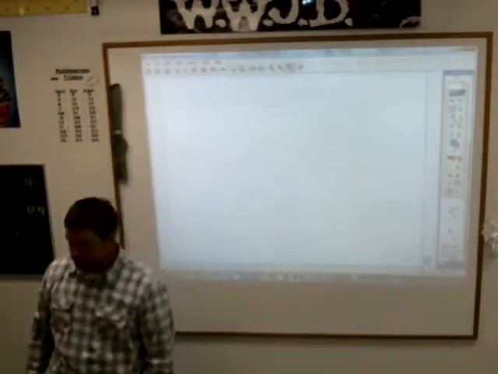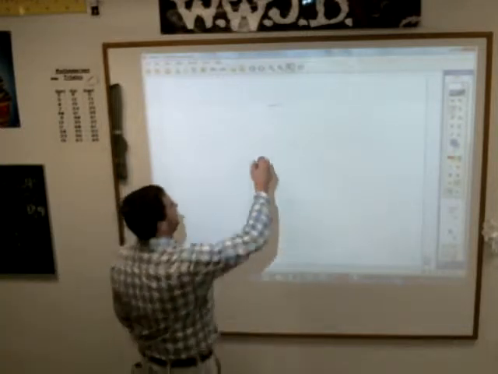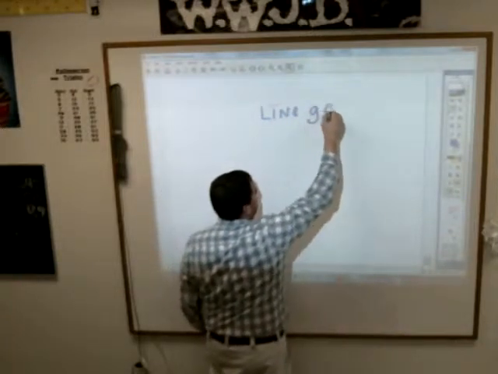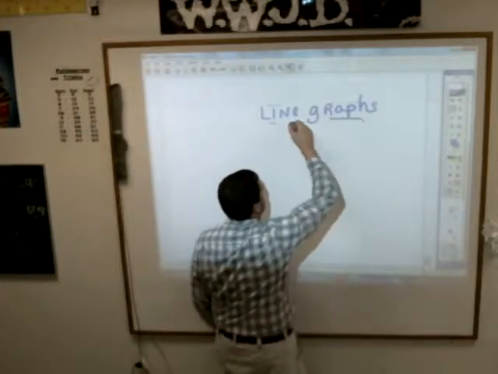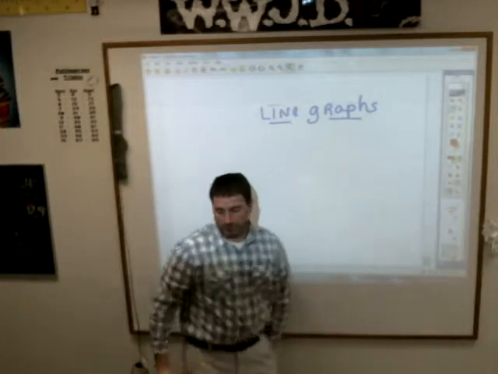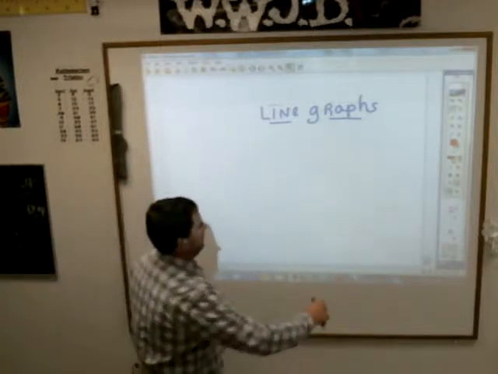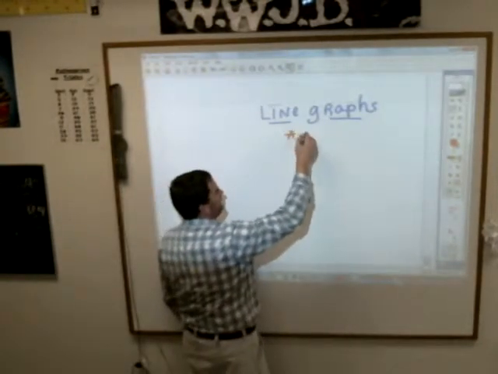Books to page, because we're talking about investigation number 6, page 383. We're talking about line graphs. Taking a look here at line graphs, you can read along with me there. It says, often we are interested in seeing the change in data that occurs. So we use line graphs to show change.